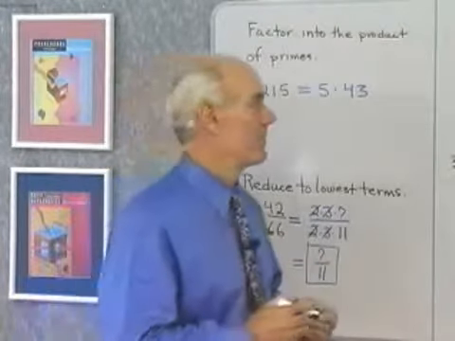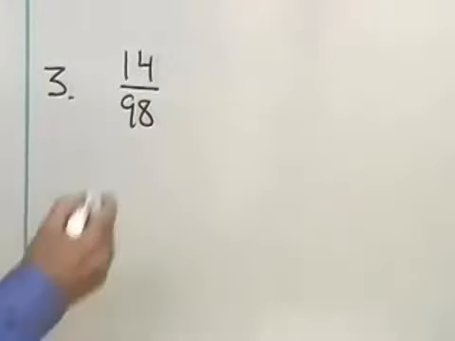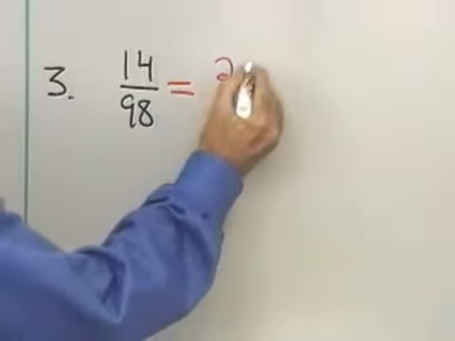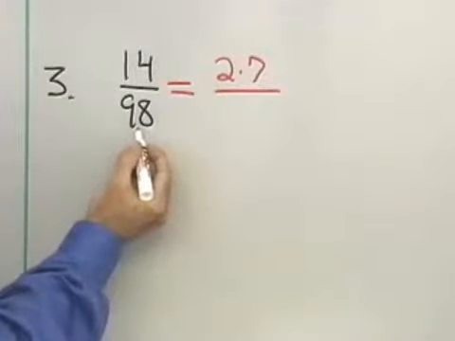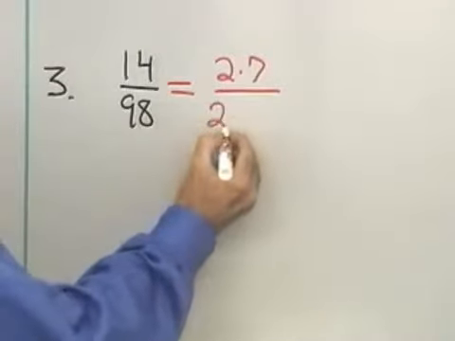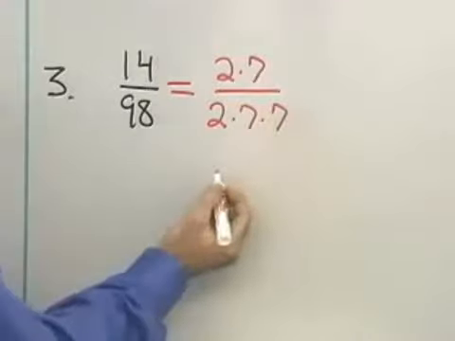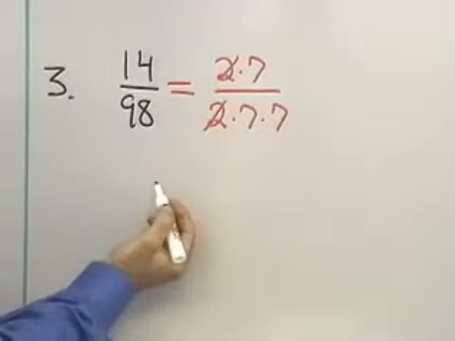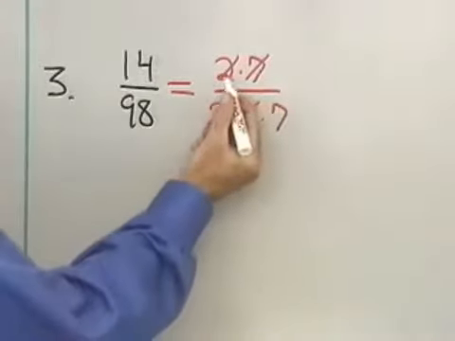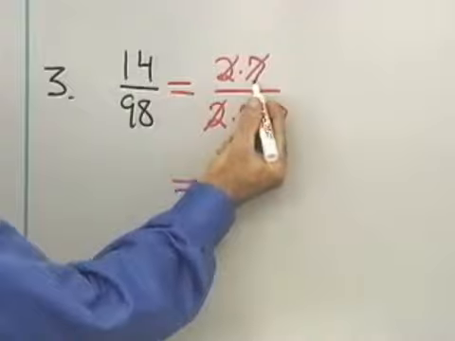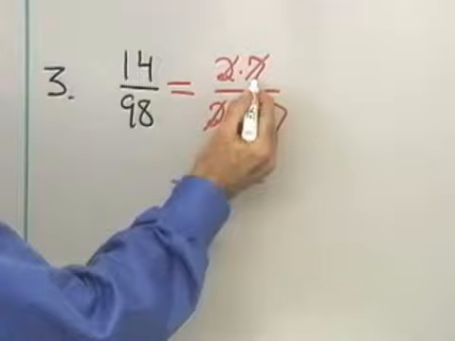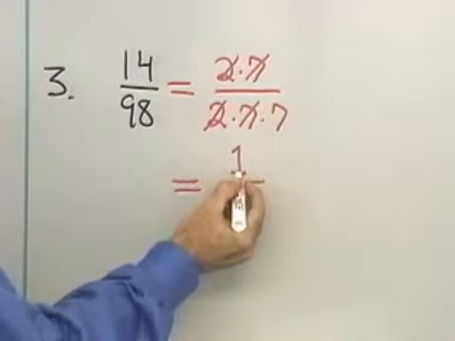Here's our next example. For problem 3, we have 14 over 98. Now 14, if I factor that into the product of primes, will be 2 times 7. 98 is 2 times 49, and 49 is 7 times 7. So 2 times 7 times 7. So I divide out the 2's that are common to the numerator and denominator, then I divide out the 7 that's common to the numerator and denominator. When I divide this numerator by 2 and by 7, what's left is 1. 2 divides into 2 once, 7 divides into 7 once, 1 times 1 is 1. So the new numerator is 1.